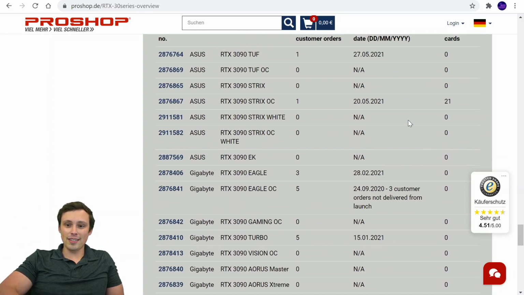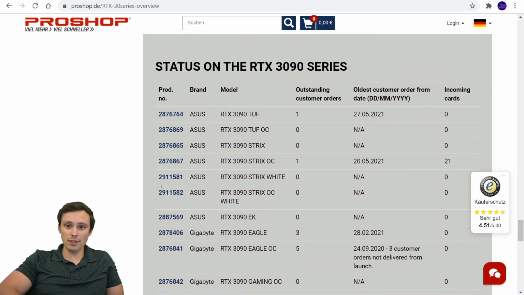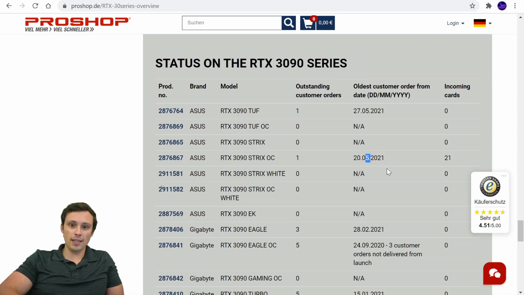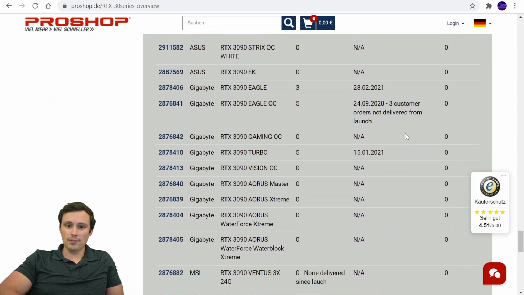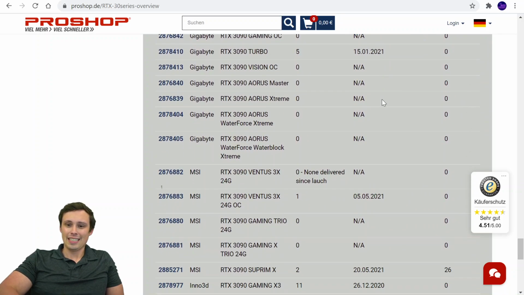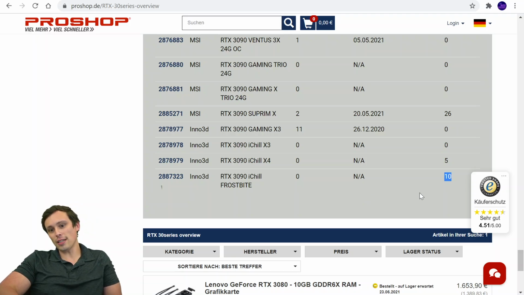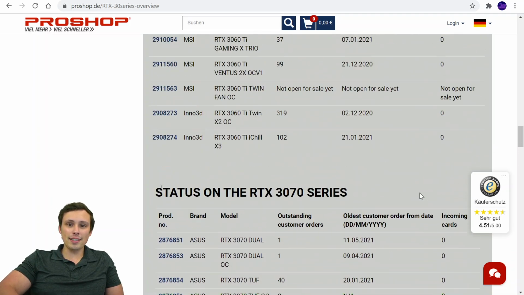So going down to the 3090s, we don't see a lot of supply coming in, but there is some. Which models are coming in? It looks like we're seeing the Strix OC. Orders not actually going back too far there, in May. Got some of these back to May. We're still missing Eagle OCs from launch. And we've got some Supreme Xs from MSI coming in. And hey, we got some Inno3D 3090 iChill Frostbites coming in. Let's compare this to AMD.